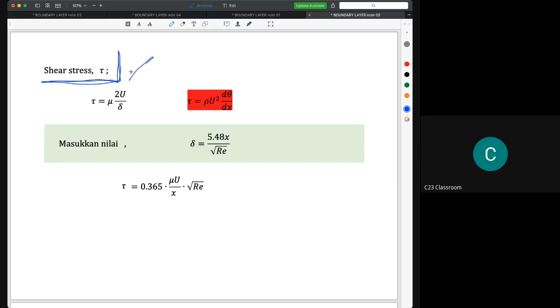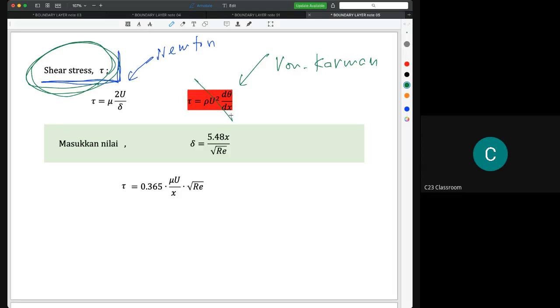One is from Newton and another one is from von Karman. Okay, so to calculate shear stress, okay, please remember this one. To calculate shear stress, please do not use von Karman. Okay, why we cannot use von Karman? Because in von Karman equation, we still have the value of d theta over dx.